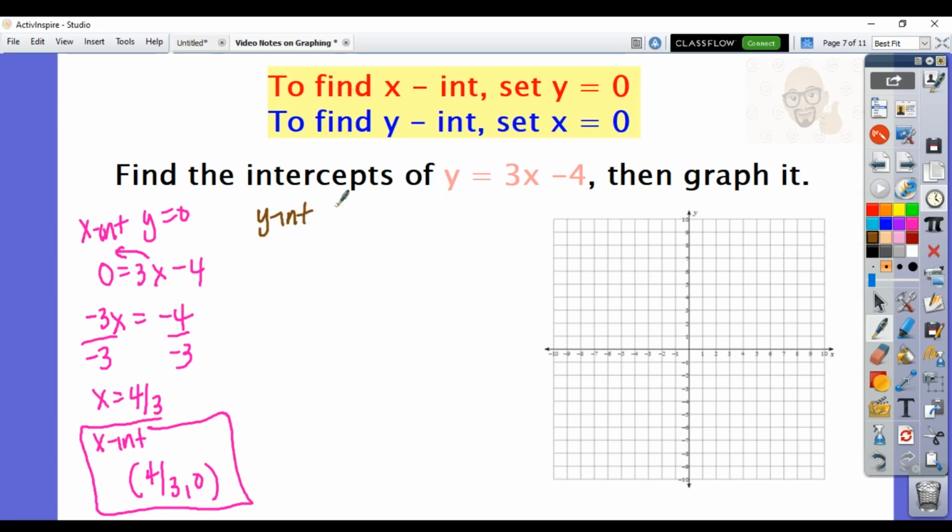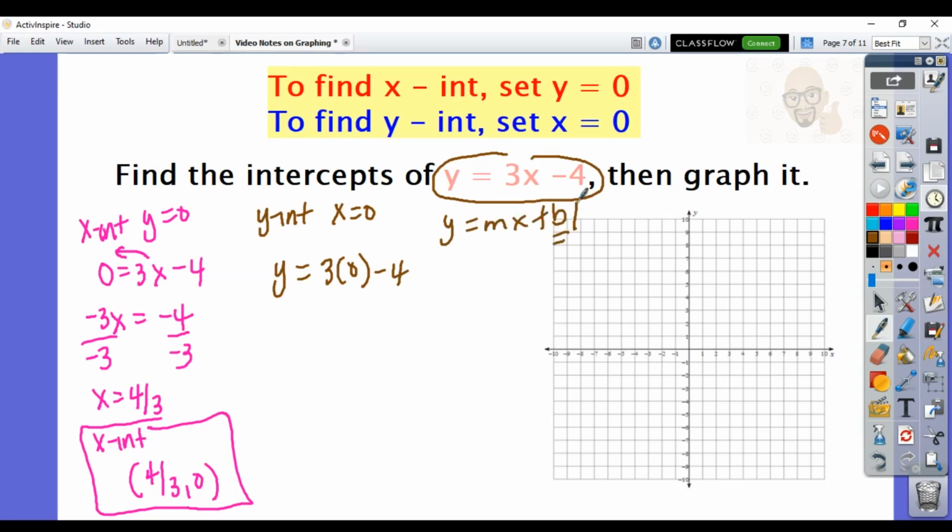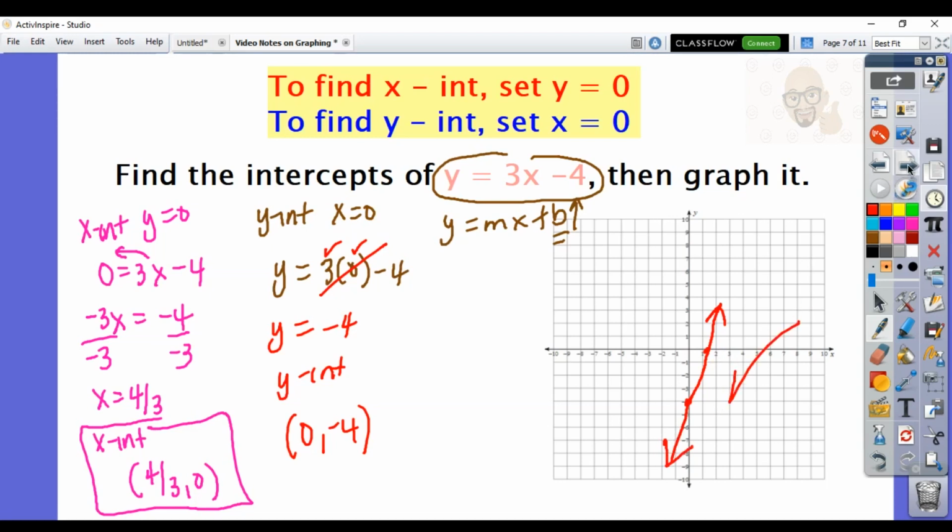To find the y-intercept, x equals 0. So therefore, y is equal to 3 times 0 minus 4. And if you can see that this is slope-intercept form, y equals mx plus b, the b stands for the y-intercept, so we know it has to be negative 4. But to prove it to you, 3 times 0 is 0. That's canceled out. So therefore, y equals negative 4. So the y-intercept here is (0, negative 4). So we graph it. 4 thirds is 1 and 1/3, so somewhere right here. (0, negative 4) is down there. Just connect them. Arrowheads. Kaboom.